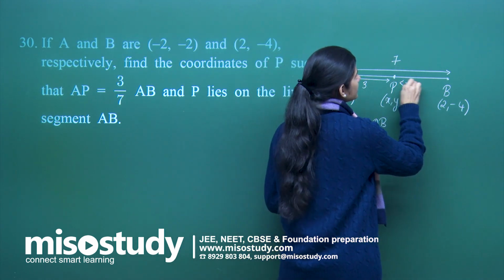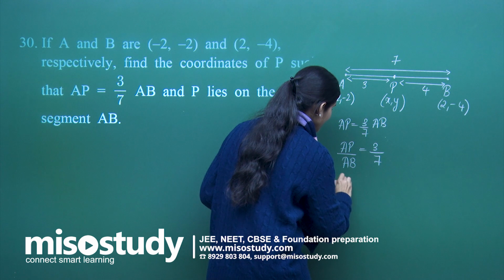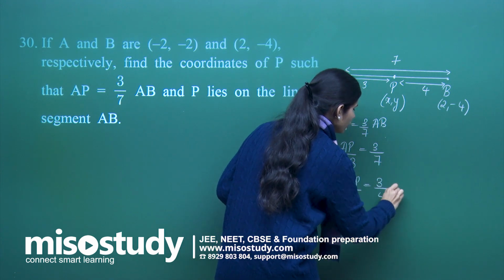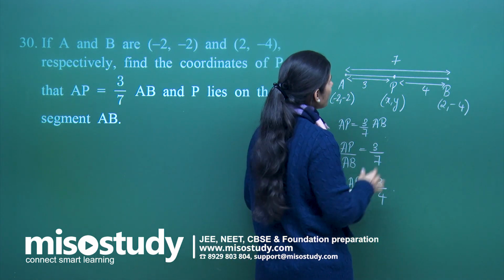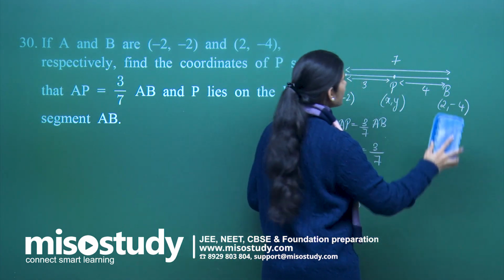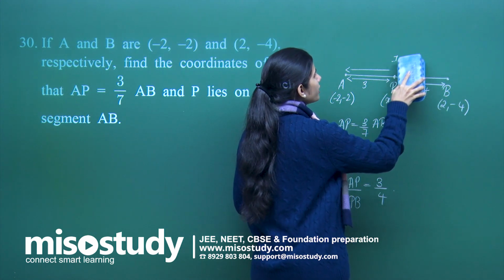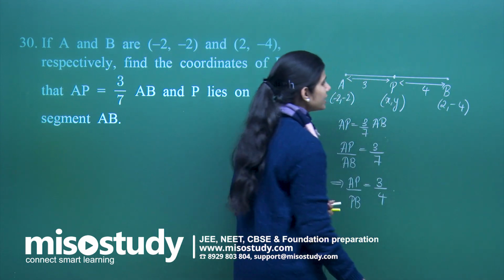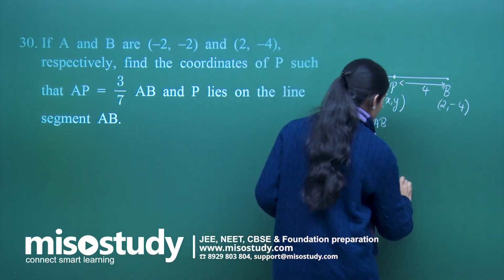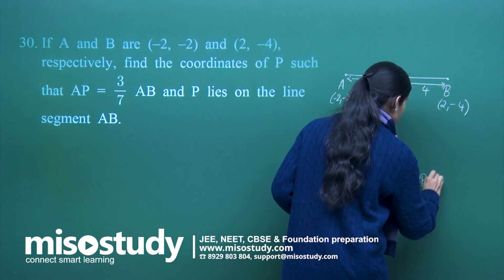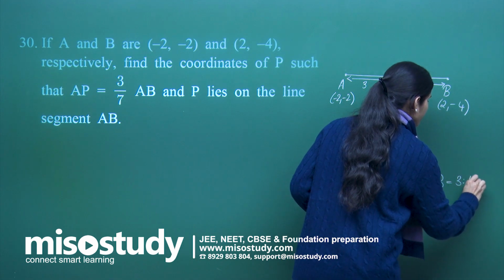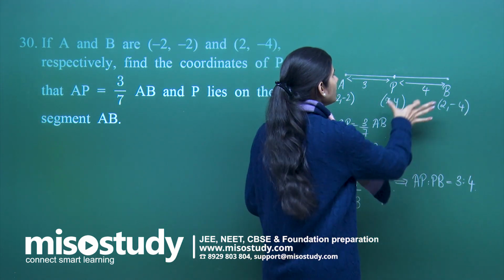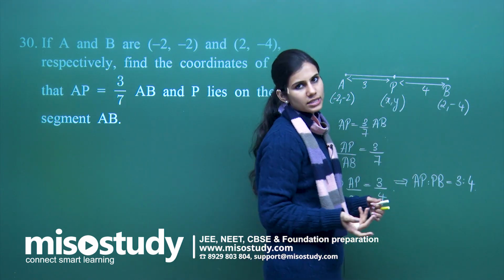So obviously this will have to be 4, and I will get that AP upon PB therefore is 3 by 4, right? So now I don't need this complete 7, I have got the ratio 3:4 in which point P is dividing the line segment AB, but it was not directly given to me, it was given to me in an indirect fashion. We had to come to this conclusion that AP is to PB is 3:4, because AP is to AB is 3:7 or PB is to AB is 4:7.